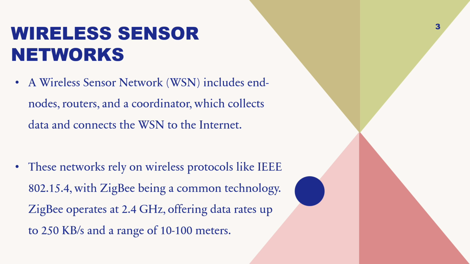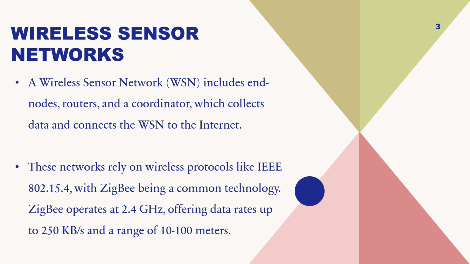End nodes are the devices that do the sensing. These devices sense any change in the environment and convert the change into an electrical signal. Routers are the devices that are used to route the data from the end nodes to the user's device, like the smartphone. A coordinator is a device that is used to establish the wireless sensor network. A coordinator sets up the network by establishing routes between the end nodes and the routers and from the router to the internet.